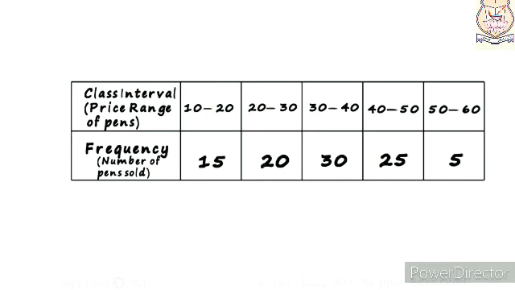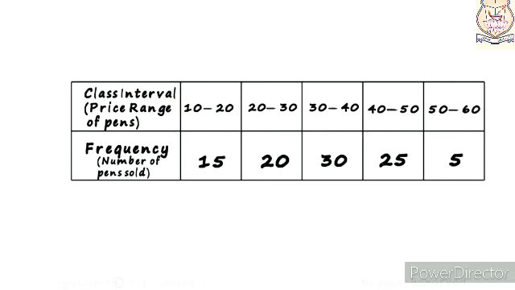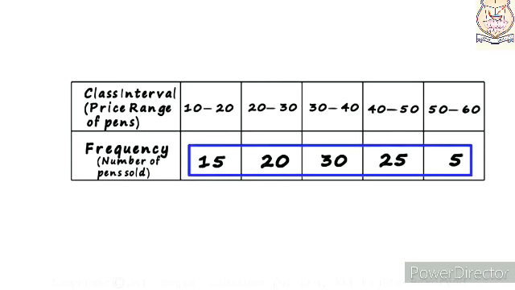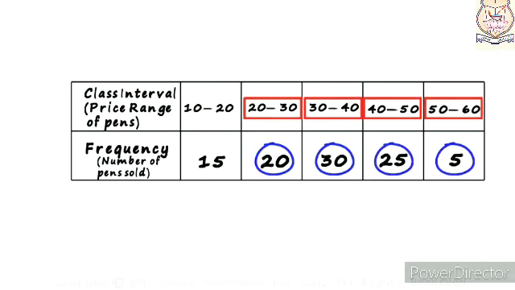As it's continuous, the first group would mean 10 rupees is less than or equal to the price of the pen, which will be less than 20 rupees. The lower limit is included, but the upper limit is not. So in the second group, 20 is included along with all numbers less than 30 but not equal to 30. In the second row, we have the number of pens sold for each category. 15 pens of this category were sold, 20 of this category, and so on.